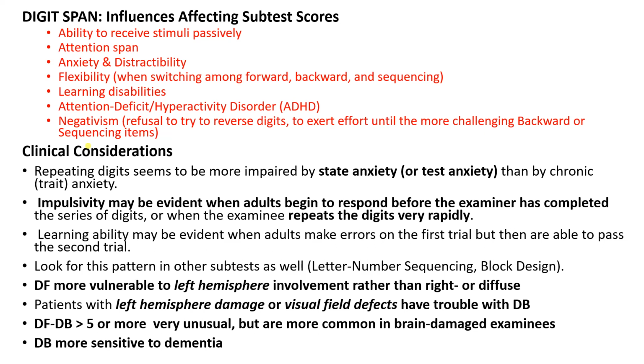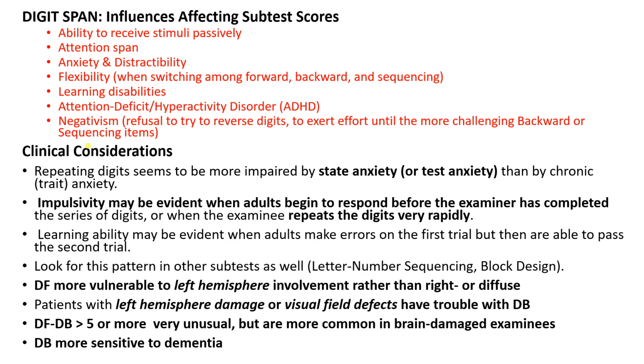The impulsivity is inferred when the participant starts repeating the number in the same sequence or in the reverse section, whatever has been called, before the examiner has completed uttering all the digits. Or when the testee or examinee repeats the digits very rapidly, very quickly, that also indicates impulsivity.